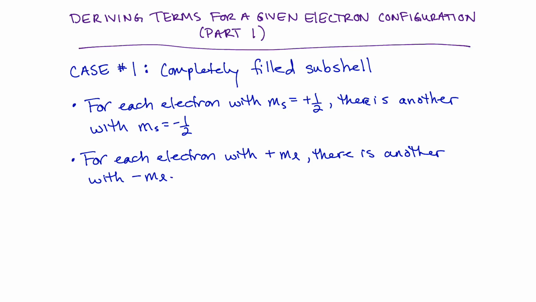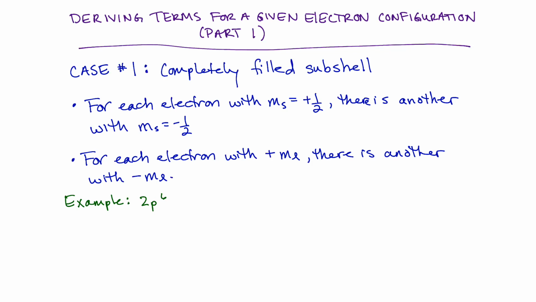That also means that for each electron with a plus m sub l value, there's going to be another with a negative m sub l value. Okay, so let's take an example of an electron configuration given by 2p6.